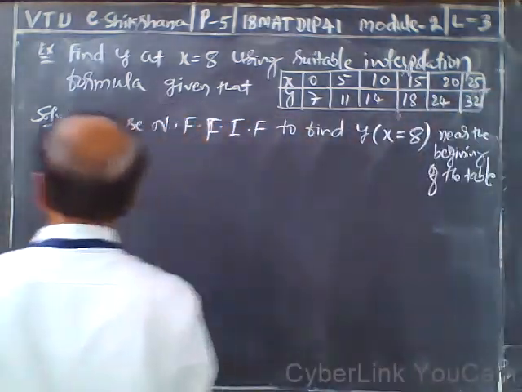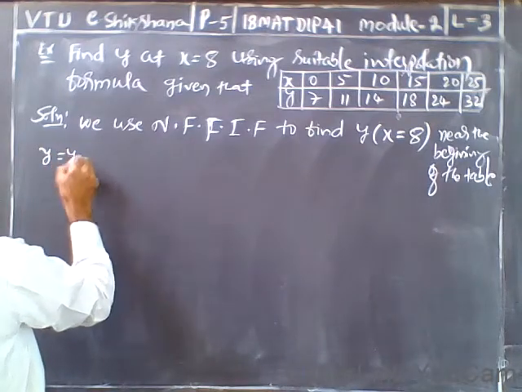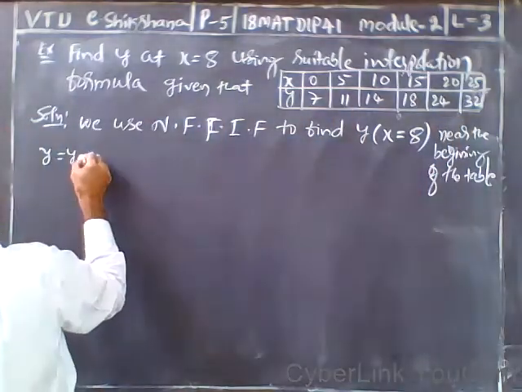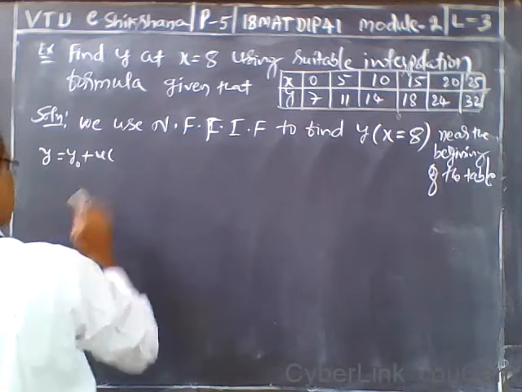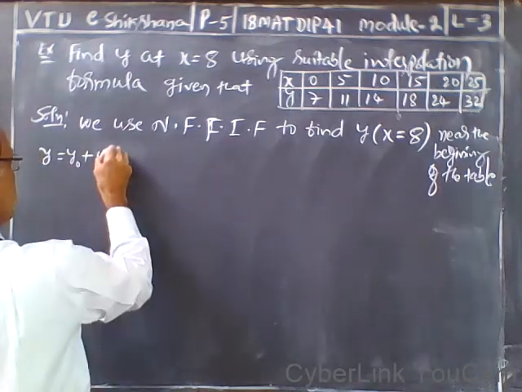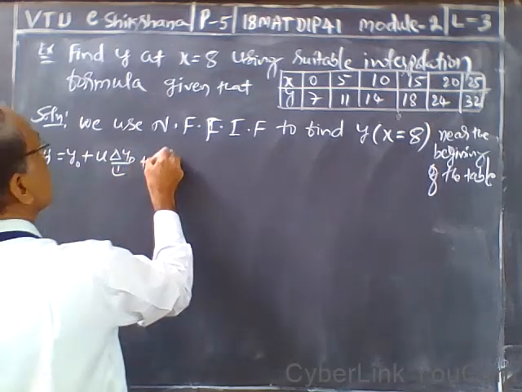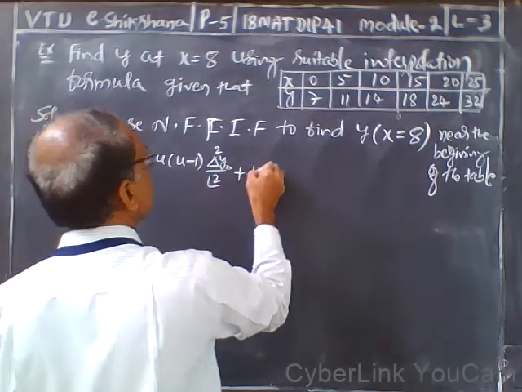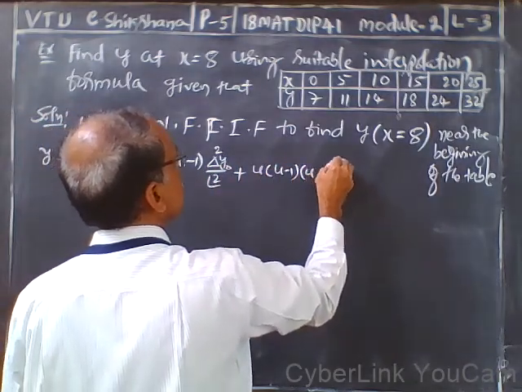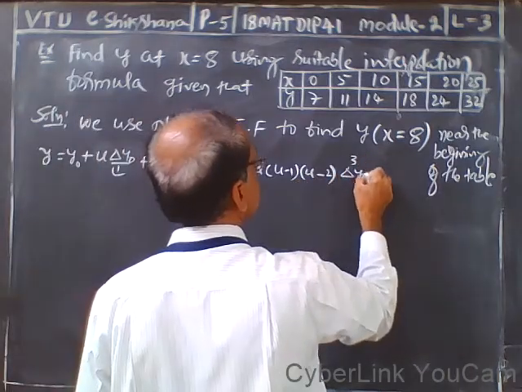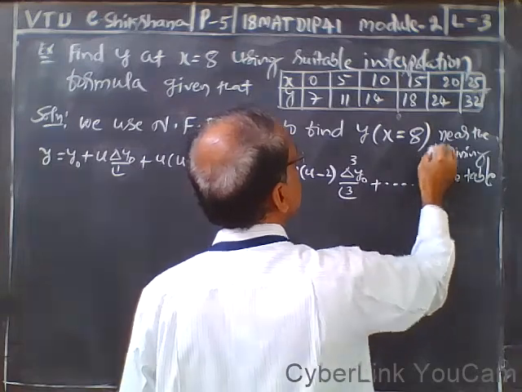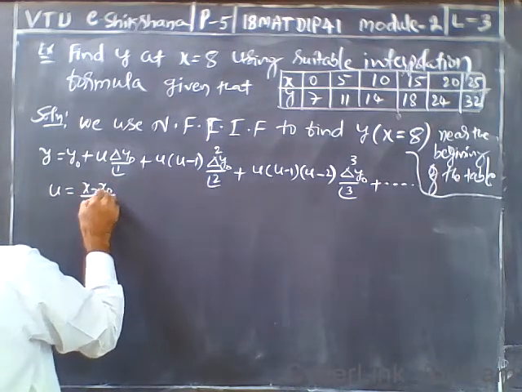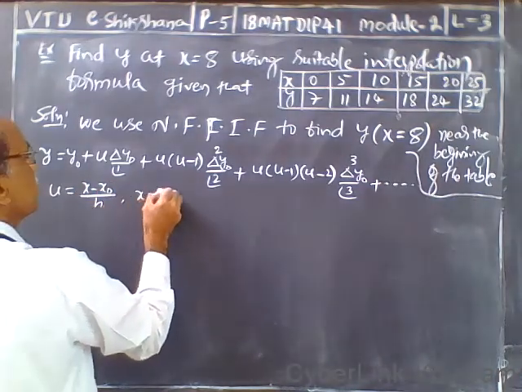Then, what is that equation? y is equal to y naught, and up to the 5th order difference you have to write, since there are 6 values. That is y naught plus u into delta y naught by 1 factorial, plus u into u minus 1, delta 2 y naught by 2 factorial, plus u into u minus 1, u minus 2, delta 3 y naught by 3 factorial, plus so on. Then u is equal to x minus x naught by h.